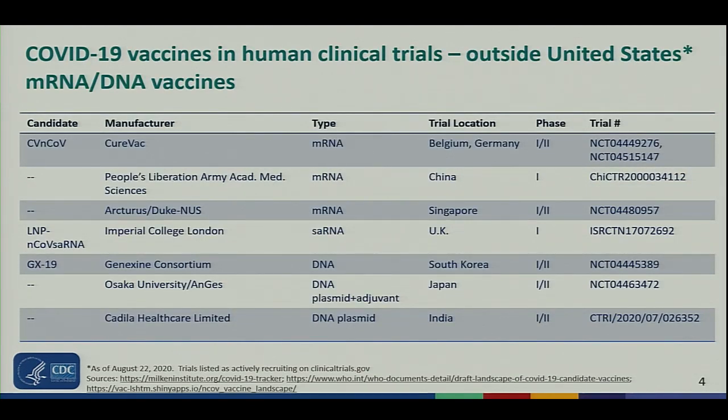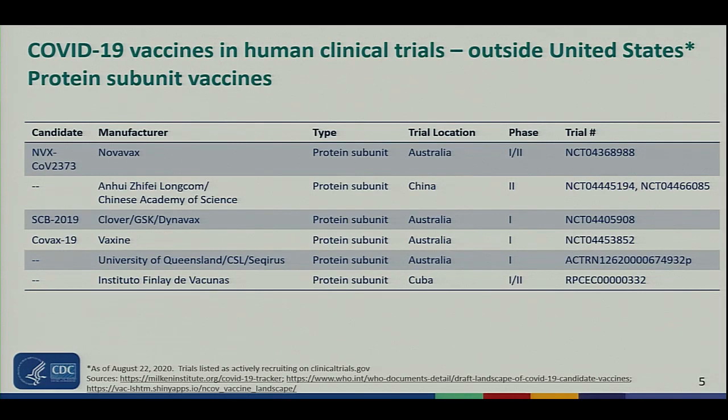These are the mRNA or DNA vaccines that are actively recruiting outside of the United States. Next slide. These are the protein subunit vaccines that are actively recruiting globally. Novavax recently published phase 1 data from Australia with plans to begin phase 2 studies in the US and Australia soon. Next slide.